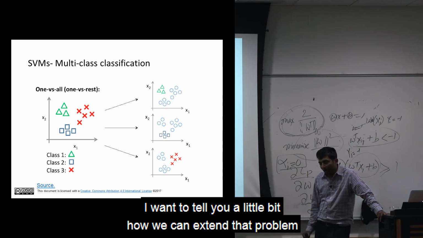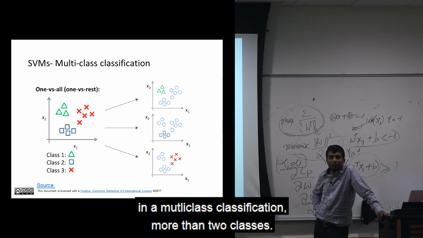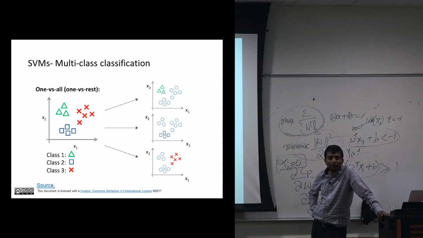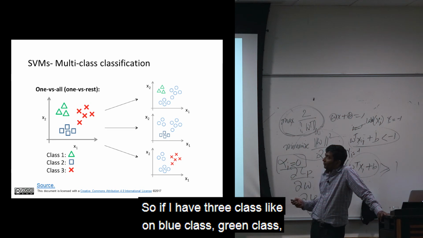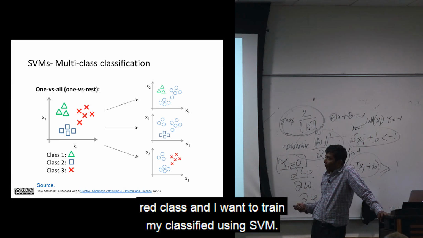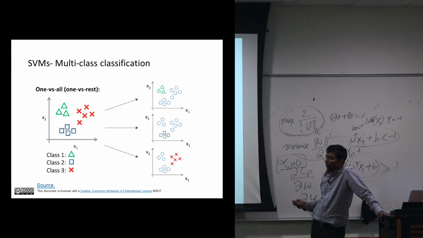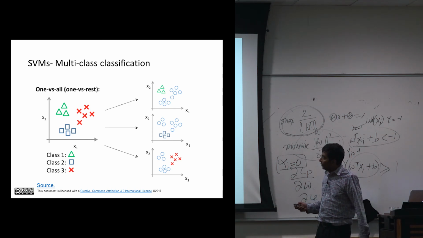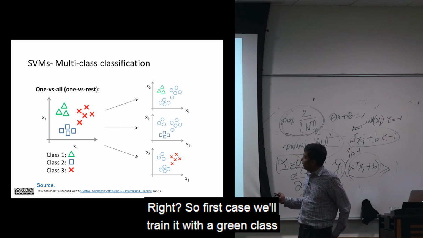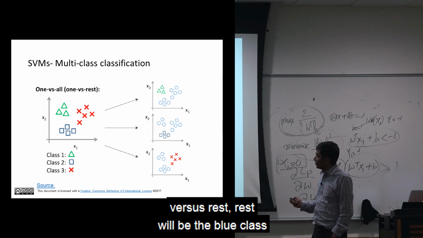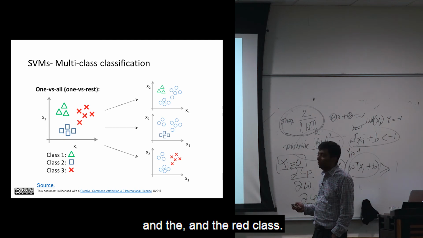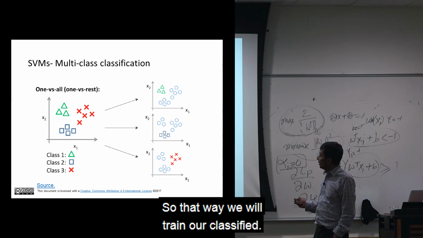I want to tell you a little bit about how we can extend that problem to multi-class classification, more than 2 classes. Say I have 3 classes: blue class, green class, red class, and I want to train my classifier using SVM. One approach is one versus all, or one versus rest, as they call it. So first, we will train the green class versus the rest, where the rest is the blue class and the red class.